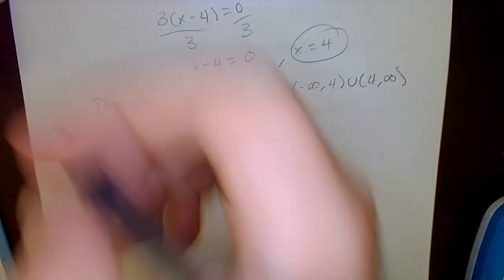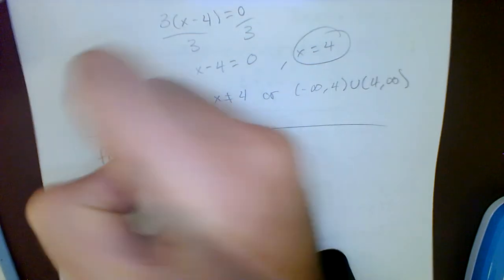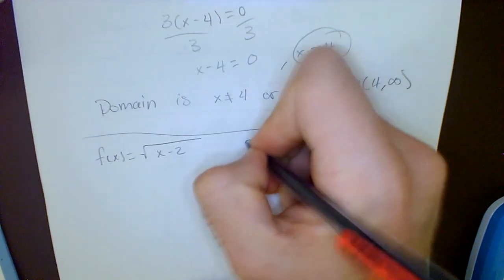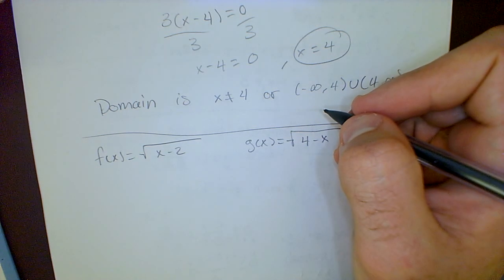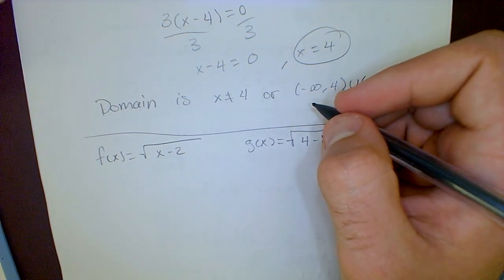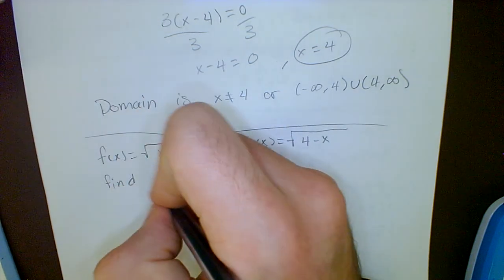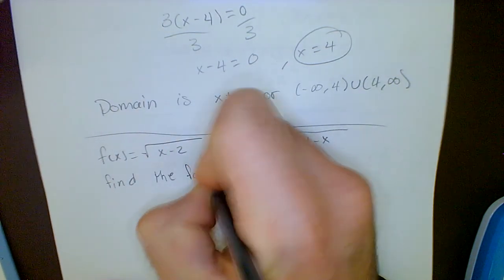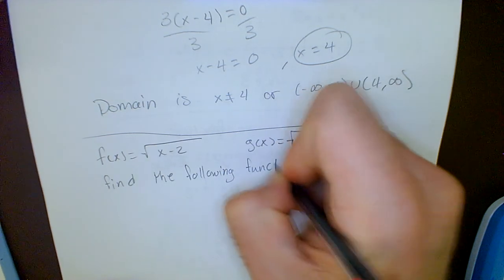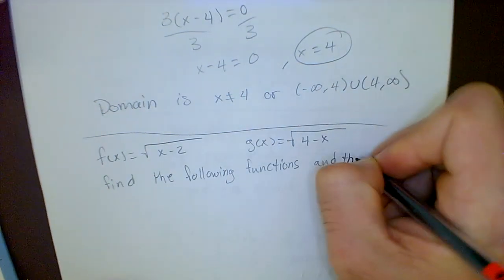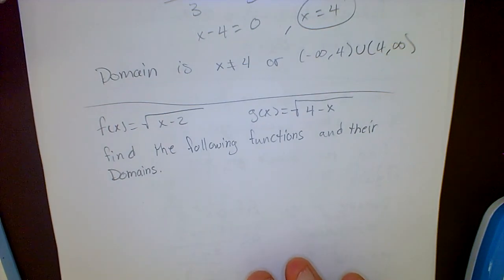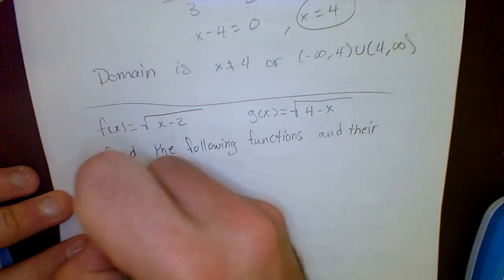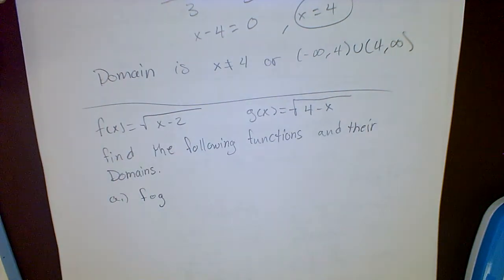Okay, so now we're going to do one with two square roots. So if I let f of x equal the square root of x minus 2 and g of x equal the square root of 4 minus x, then they want you to find the following functions and their domains. Okay, so for the first one, they want you to do it for f of g.